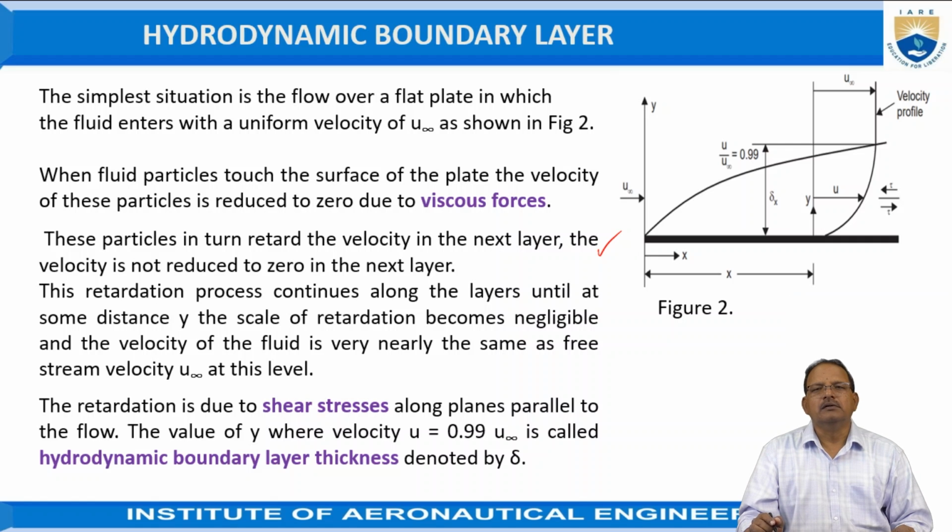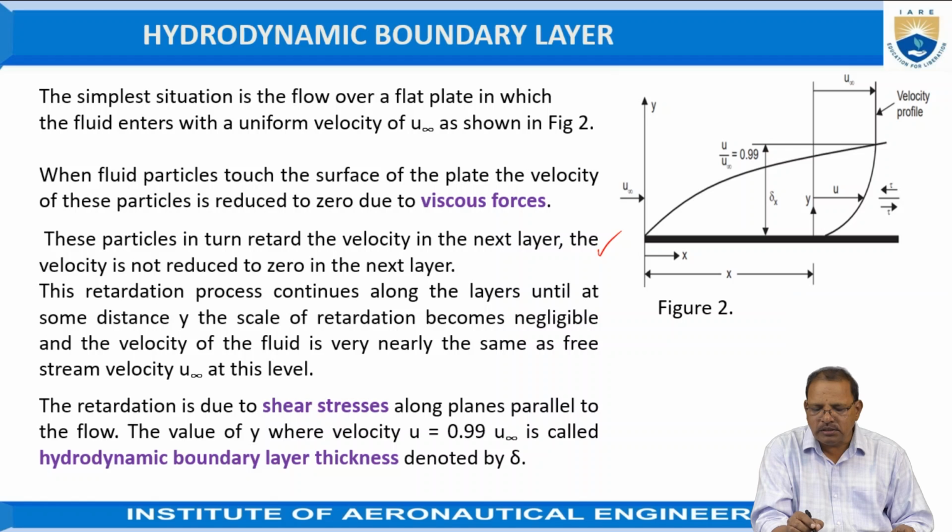The fluid particle which touches the surface of the plate, the velocity of this particle is reduced to 0 due to the viscous forces present between the fluid particle as well as the surface of the plate. That means at the interface of the fluid layer which is touching the plate, here it is 0 now.